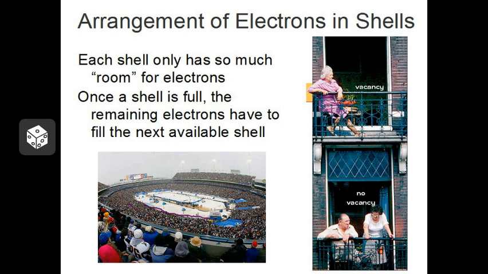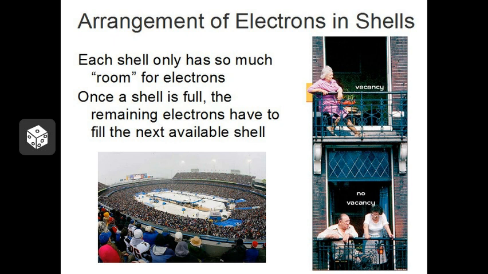If you go back a few rows, well, those rows are actually bigger, so they can hold more electrons. And if you go way back here into the nosebleed section, well, those are the cheapest seats because they can hold the most electrons. So these different energy levels can only hold certain numbers of electrons, and that number tends to increase as you go from the nucleus out.